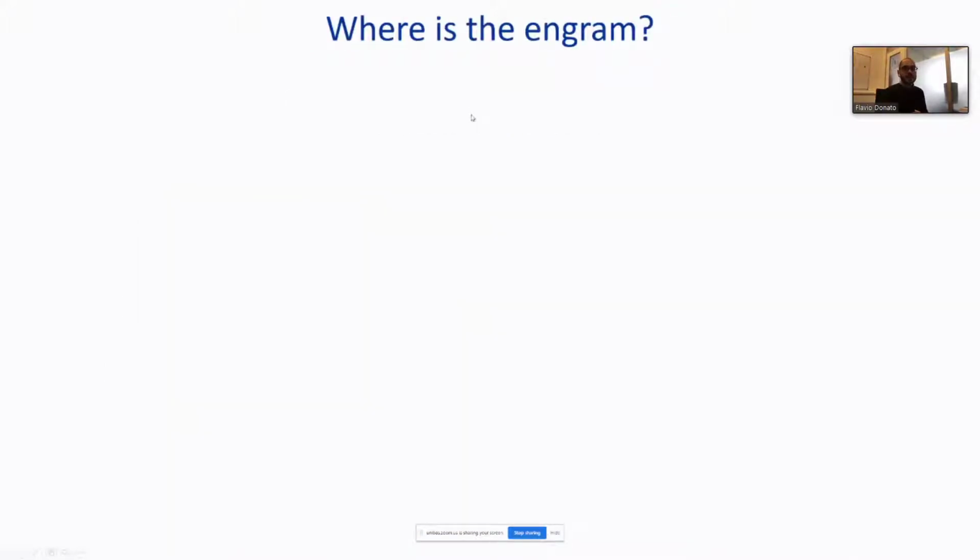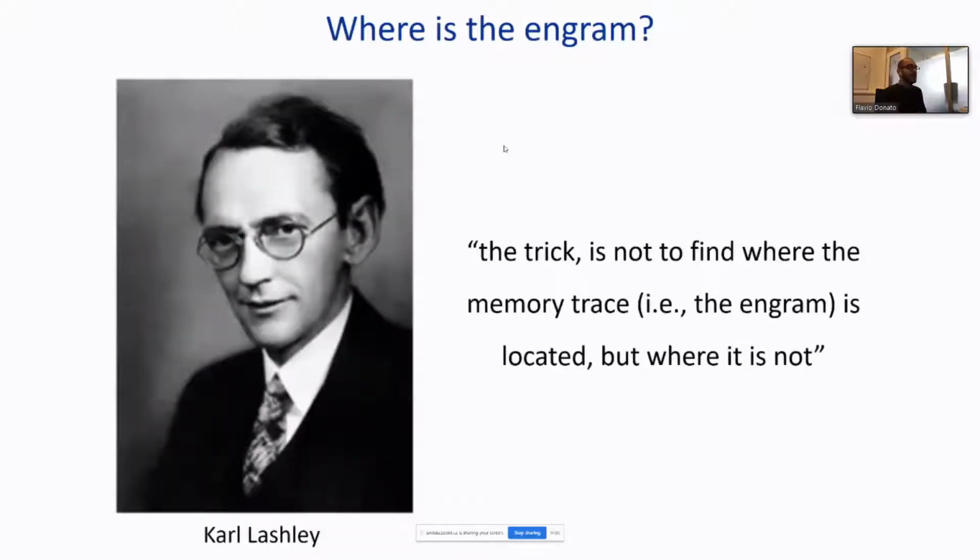So one of the questions that came after what form the engram could take is: where could the engram be located in the brain? And this type of question was faced with the means that we discussed together today, that is basically lesion experiments that Karl Lashley put forward to understand where the memory of a specific experience was actually located in the brain. And the conclusions were actually quite interesting, because he himself said that the trick was not to find where the memory trace or the engram is, but where it is not.